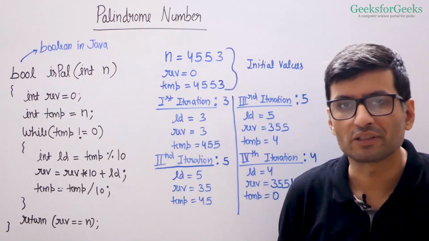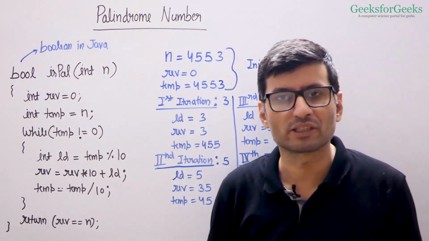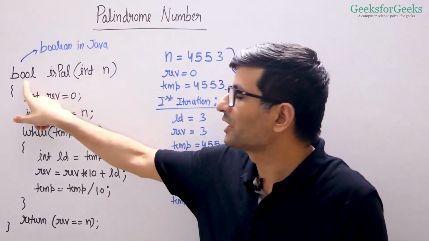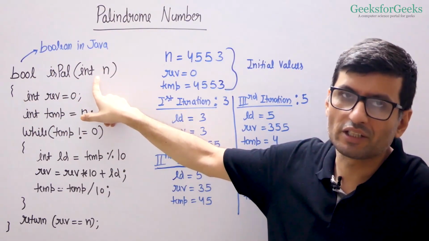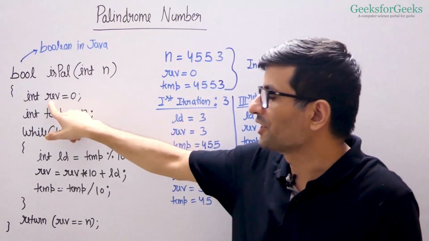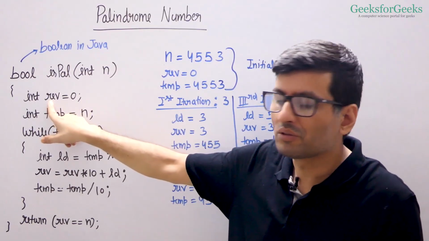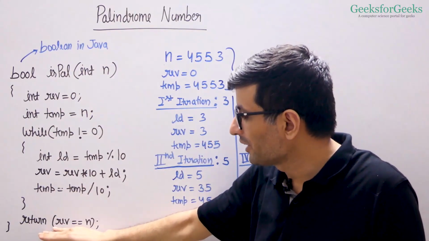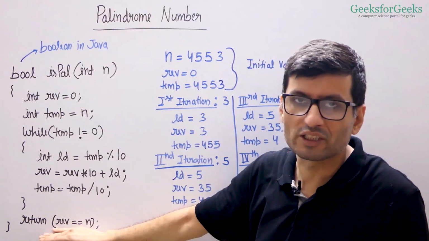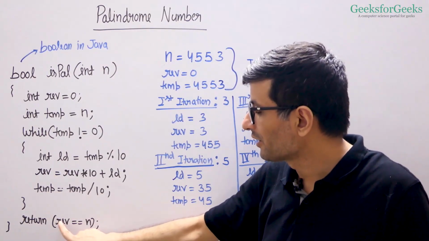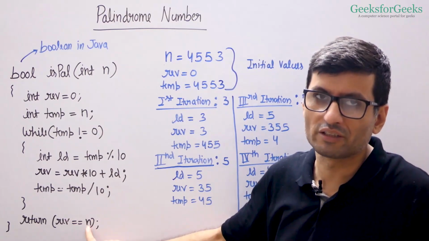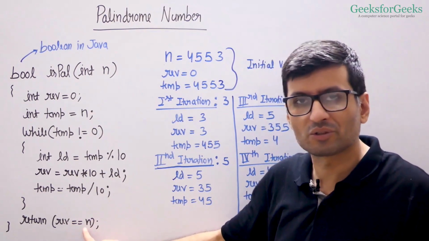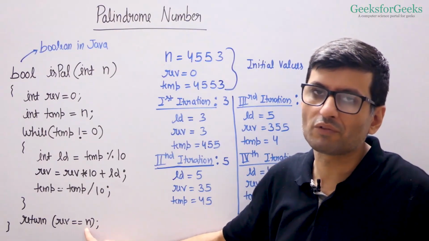This implementation is almost same in C++ and Java. In Java, we just need to replace this bool with boolean. This function takes an integer n as an argument. It initializes the reverse of this number as 0, and at the end it simply returns the return value of this expression. And what is this expression? This expression is reverse equal to n, comparison of reverse and n. If they are same, then this expression is going to return true, otherwise it's going to return false.